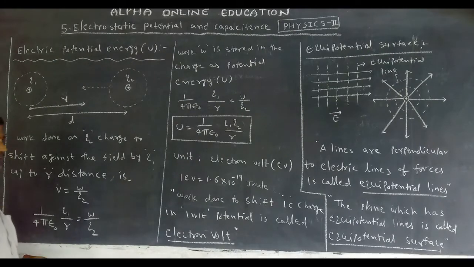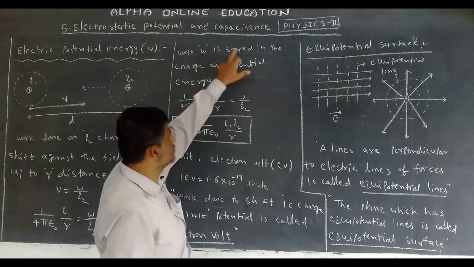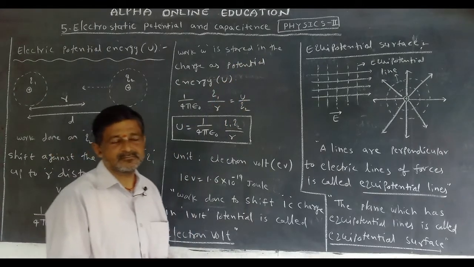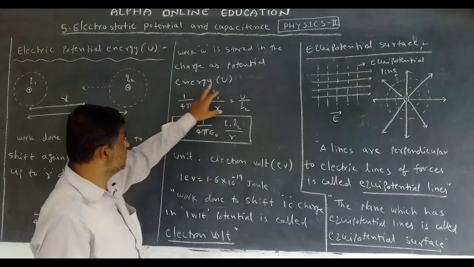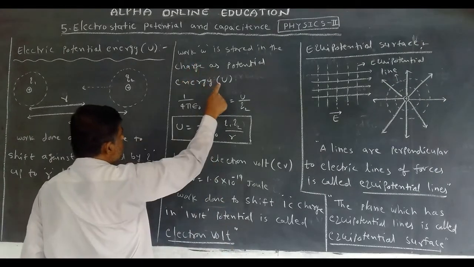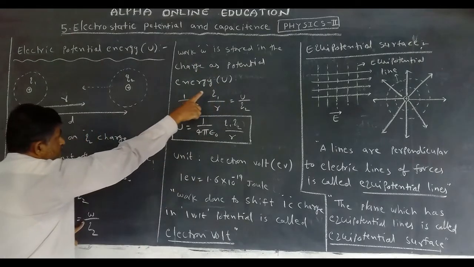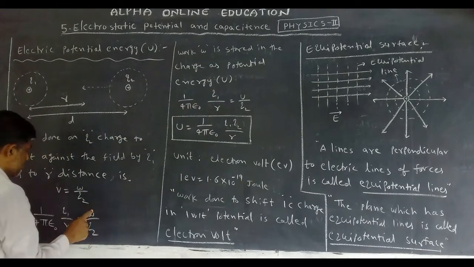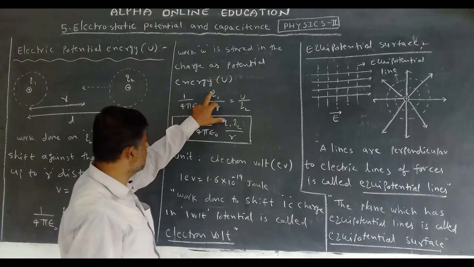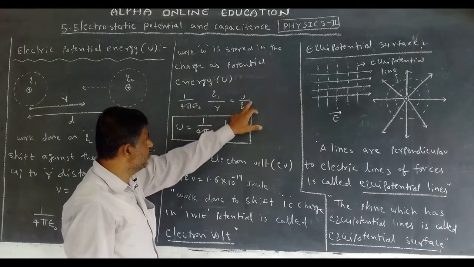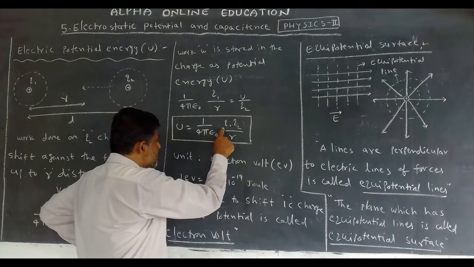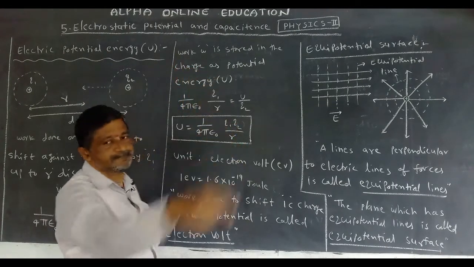Just now I said the work W is stored in the charge as potential energy. Now what is the symbol for potential energy? Here I take U. Instead of W, you substitute U here. So 1 by 4 pi epsilon naught Q1 by R is equal to U by Q2. Cross multiplication: U is equal to 1 by 4 pi epsilon naught Q1 Q2 by R.